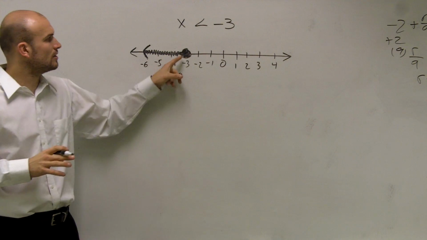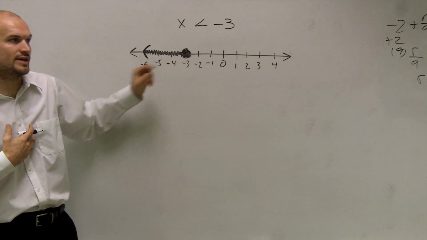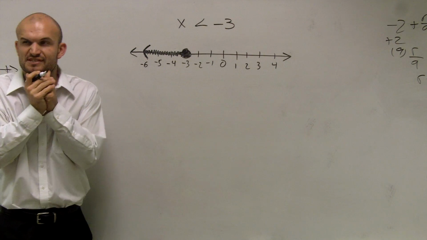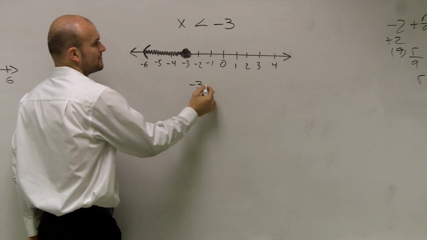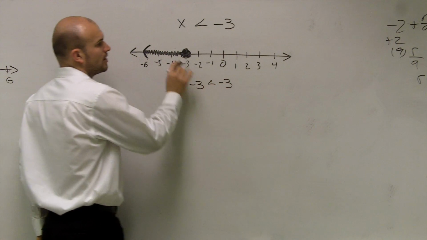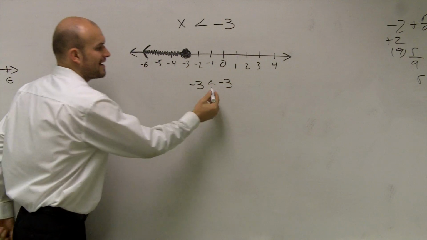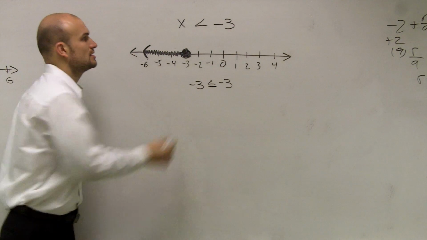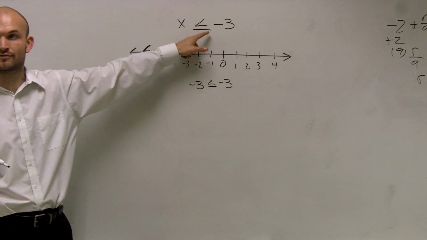Now I need to determine, well, remember when we had that circled dot at -3, it's filled in? How do I know if it's filled in or not? Well, remember, that was when we say -3 is less than -3. Well, if it's filled in, that means it's true. This statement is false. However, if I write it as less than or equal to, now the statement is true. So therefore, my final inequality is X is less than or equal to -3.